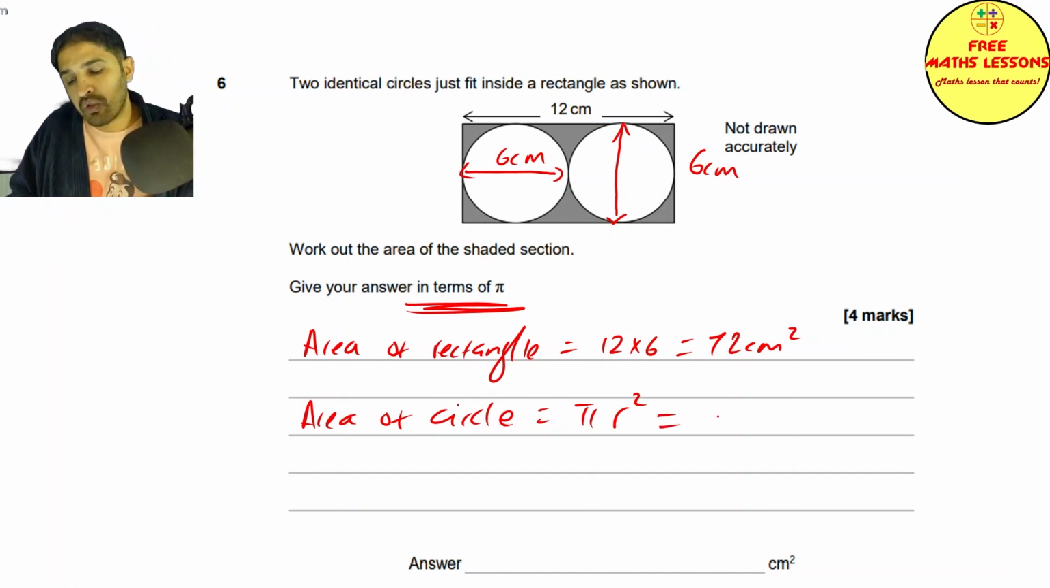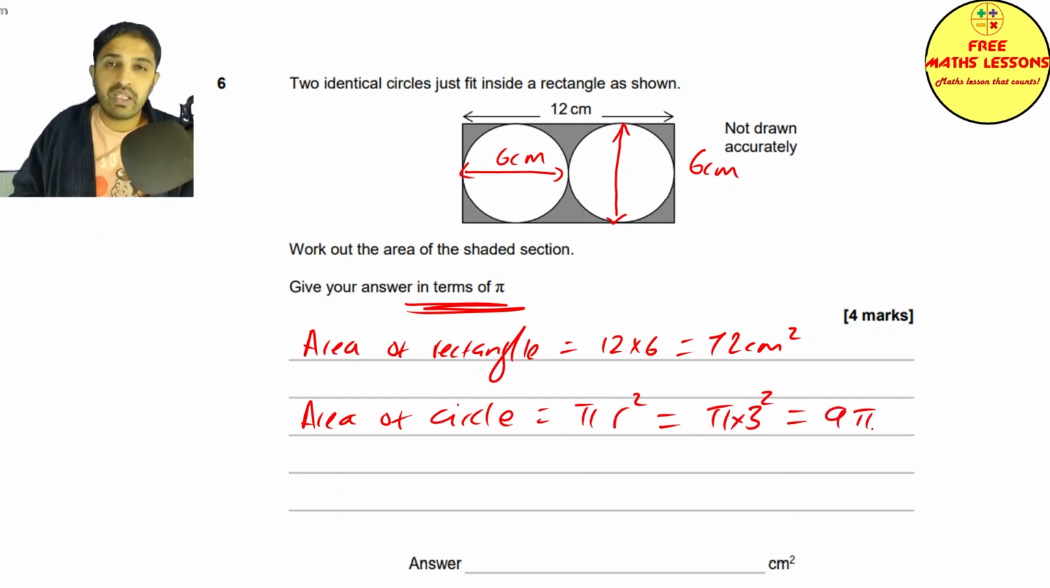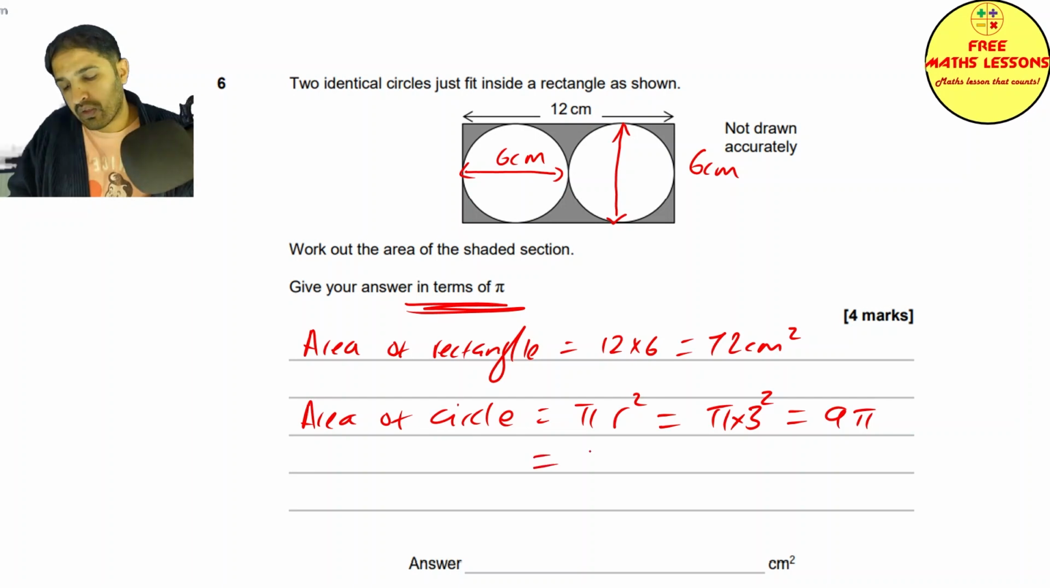So we substitute radius equal to 3. So pi times 3 squared, that gives you 9 pi. Okay. So the area of one circle is 9 pi. So the area of the two circles is going to be 18 pi.